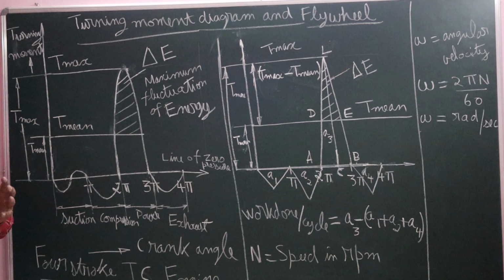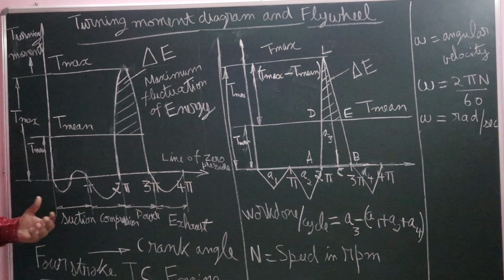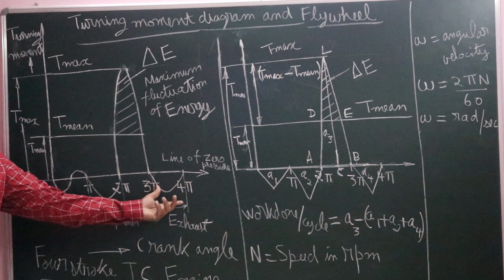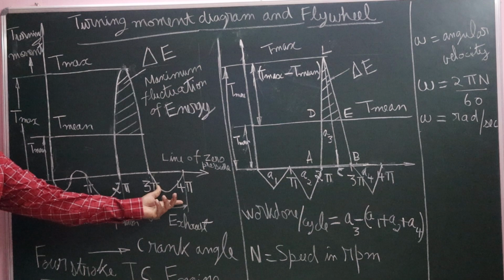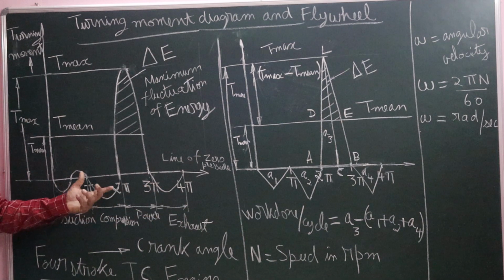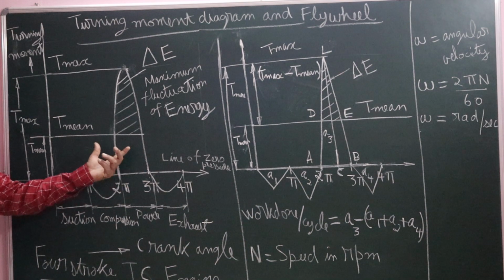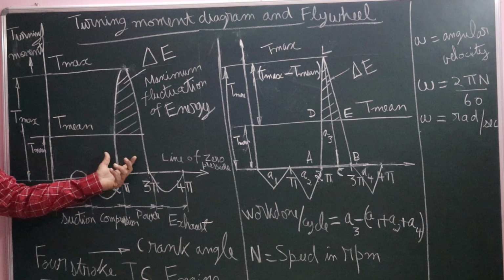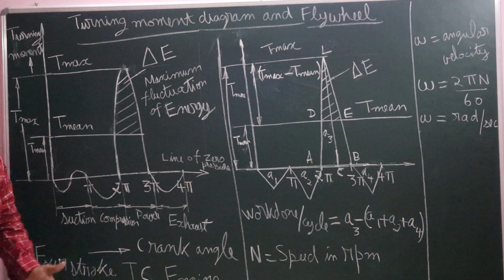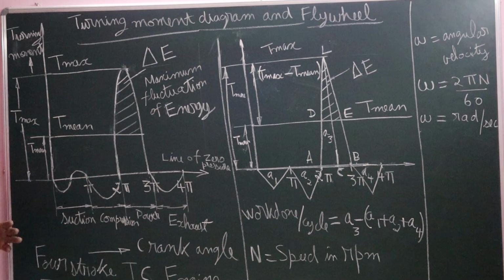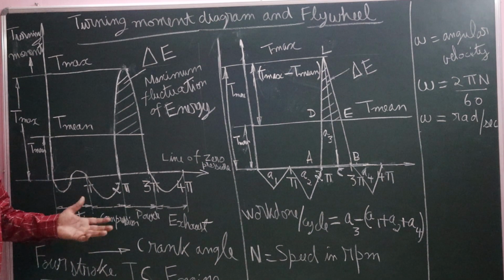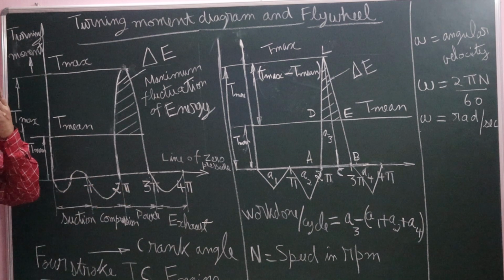Therefore, the flywheel has to give out its energy during suction stroke, compression stroke and exhaust stroke and drive the piston. During the expansion stroke, working stroke or power stroke, the piston is pushed down by the expanding gases and the flywheel absorbs energy. Therefore, the flywheel absorbs energy when there is an excess of energy and gives out its energy when there is a requirement of energy. Therefore, it reduces the fluctuation of energy on the engine. This is the purpose of the flywheel.